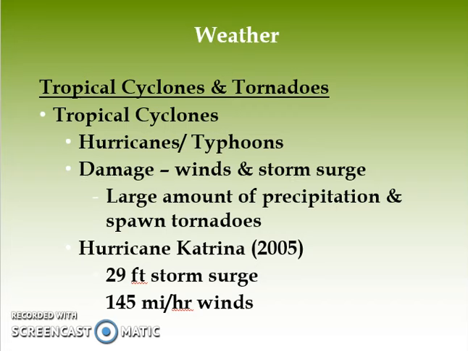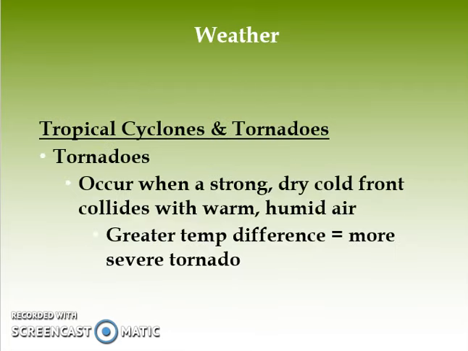Large amounts of precipitation, of course, and high winds, and then they can spawn off tornadoes and create tornadoes. Hurricane Katrina, we just went through a hurricane, but Hurricane Katrina in 2005 that hit New Orleans had a 29-foot storm surge and 145-mile-per-hour winds, which is why they had severe damage and flooding.